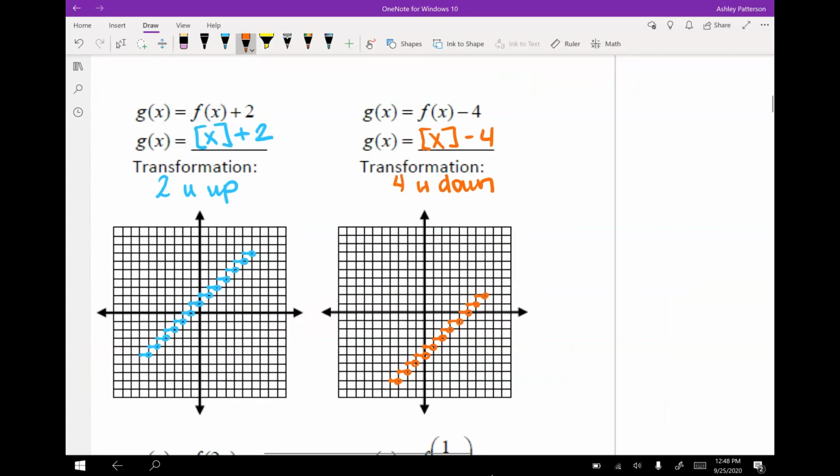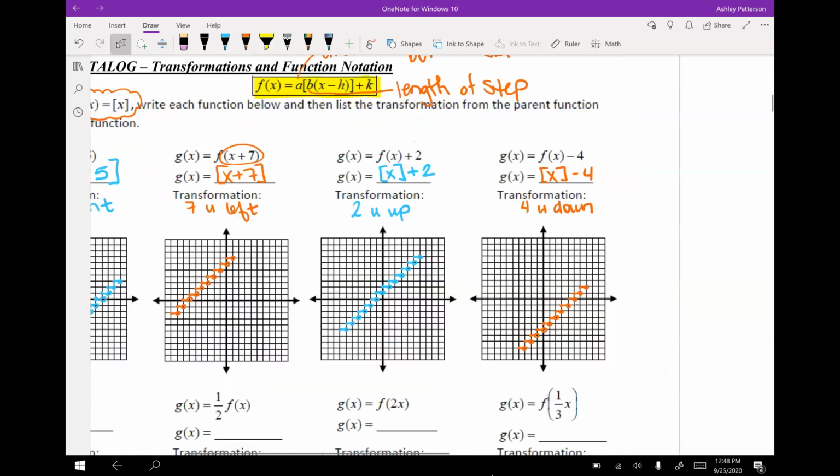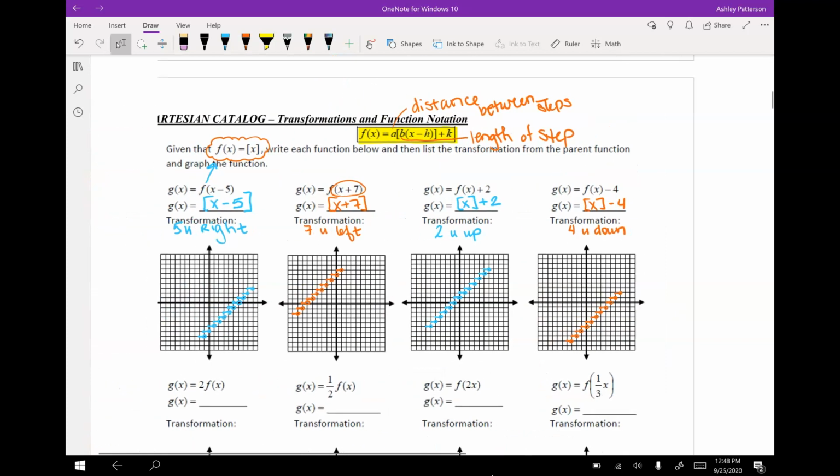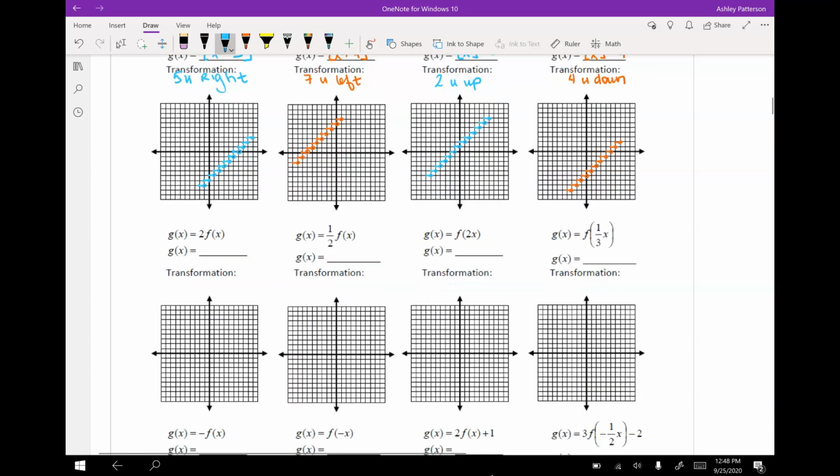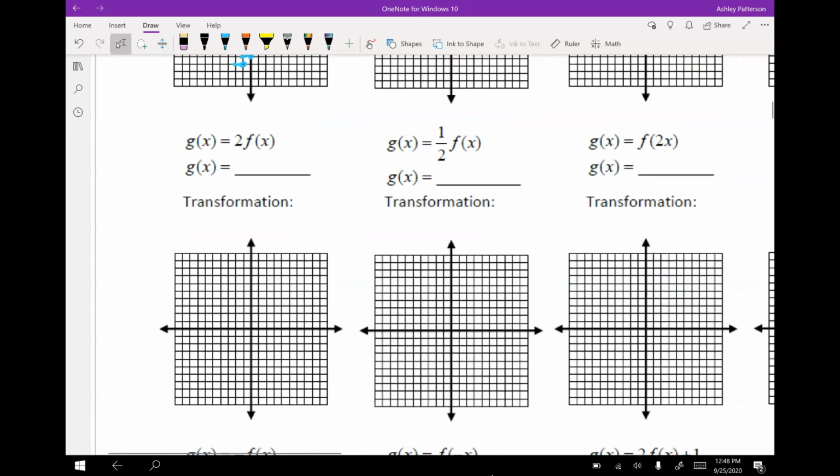Perfect. So there's our translations, both horizontal and vertical, that we can see. The greatest integer function is by far the best function for us to see these transformations. It's not symmetrical. We've got closed and open circles, so we can see if there is some sort of a horizontal reflection. It really is nice. So let's keep going.